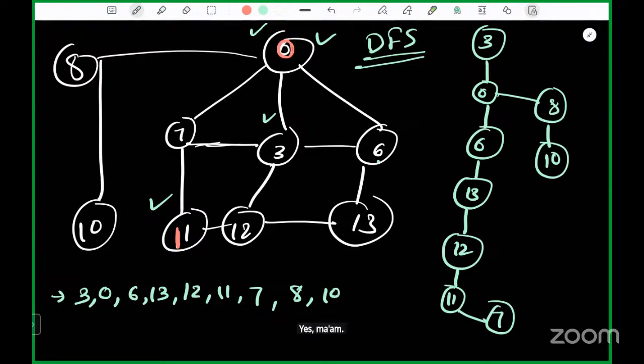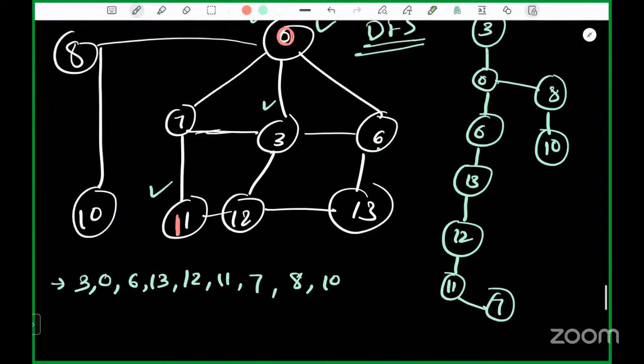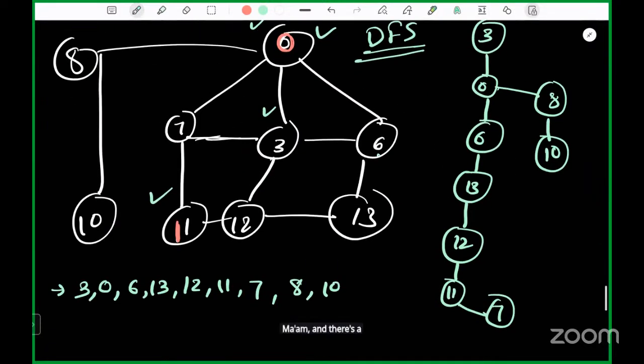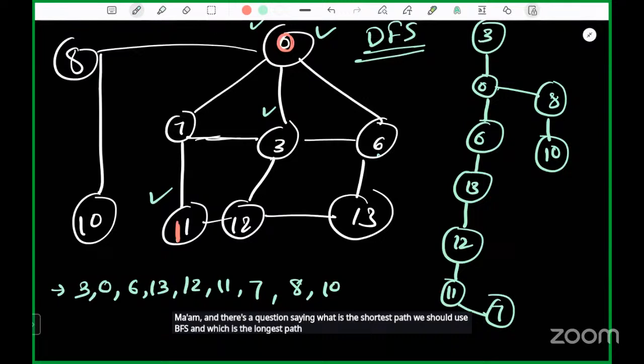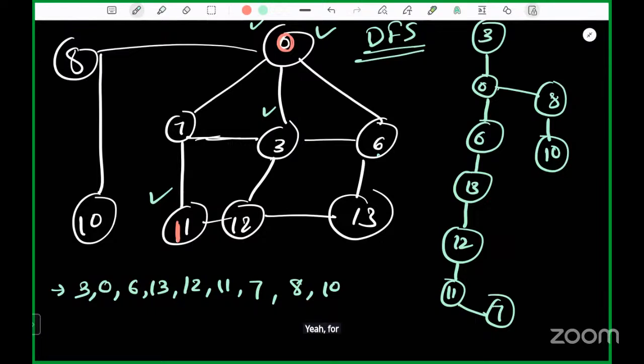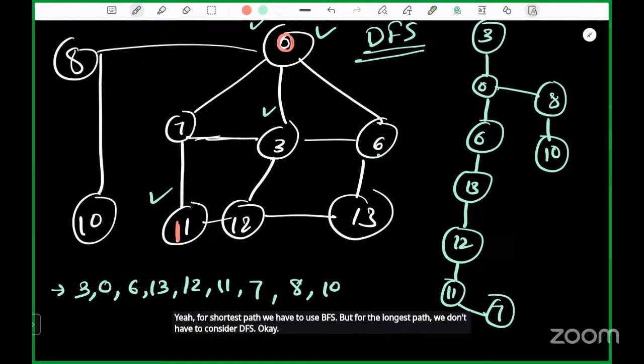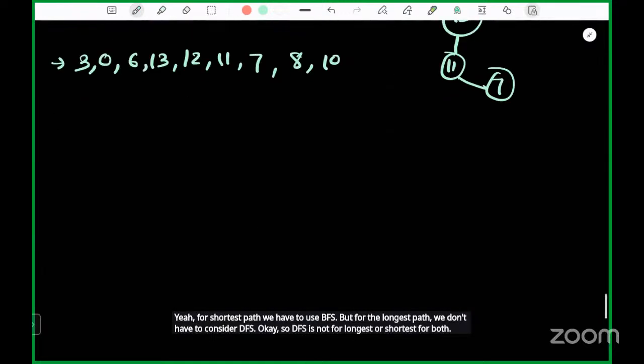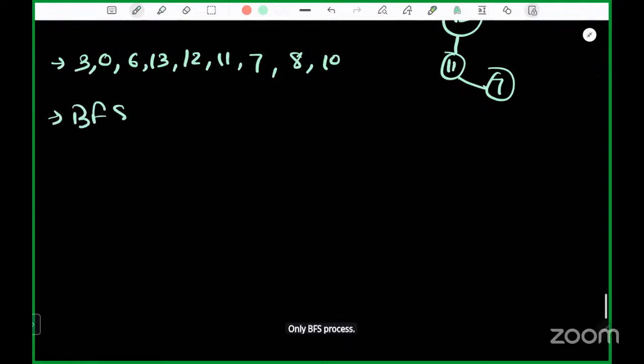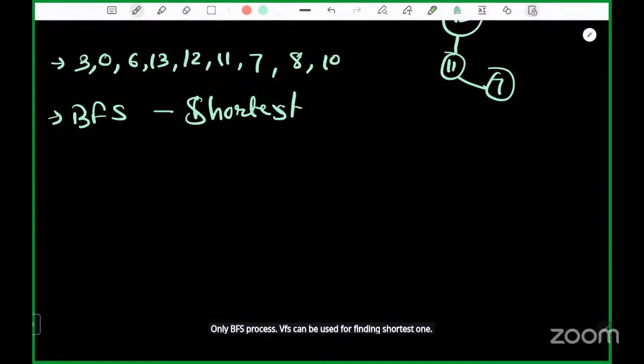Ma'am, if there's a question asking for the shortest path, we should use BFS, and for the longest path we should use DFS. Is that correct? For shortest path we have to use BFS, but for longest path we don't consider DFS. So DFS is not for longest or shortest path; only BFS can be used for finding the shortest path. And longest path, normally they don't ask that question.